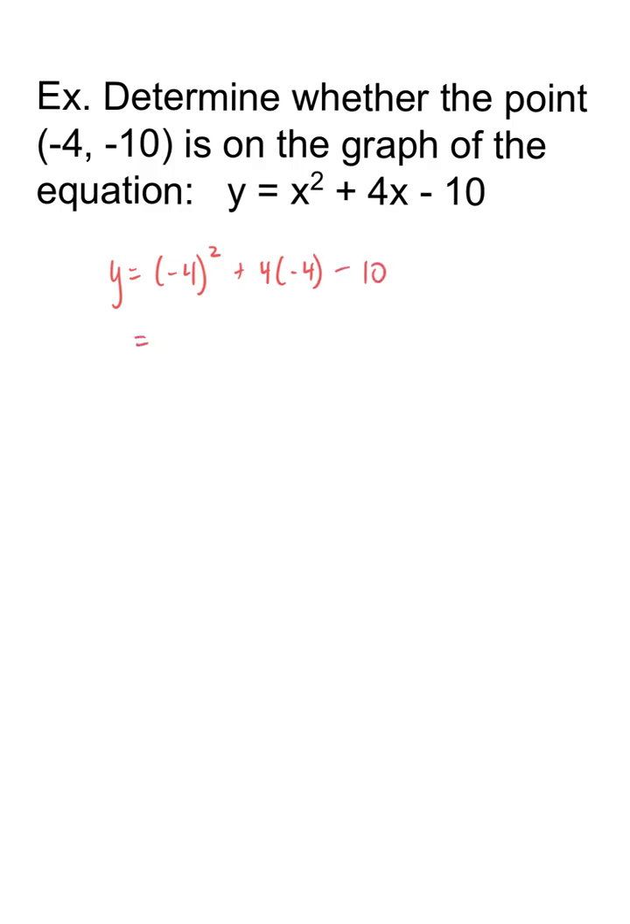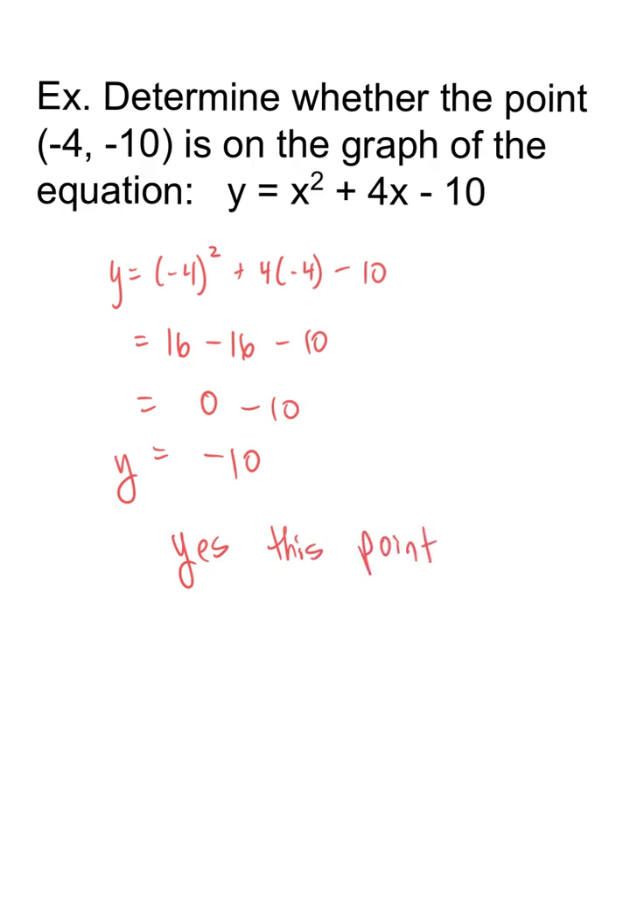So here, -4 squared is a positive 16. 4 times -4 is a minus 16. So then 16 minus 16 would be 0, minus 10, minus 10. So as you can see up here, then yes, this point is on the graph. So again, I just finished the sentence, but yes, this point is on the graph of this equation. And that is how we determine it quickly, algebraically.